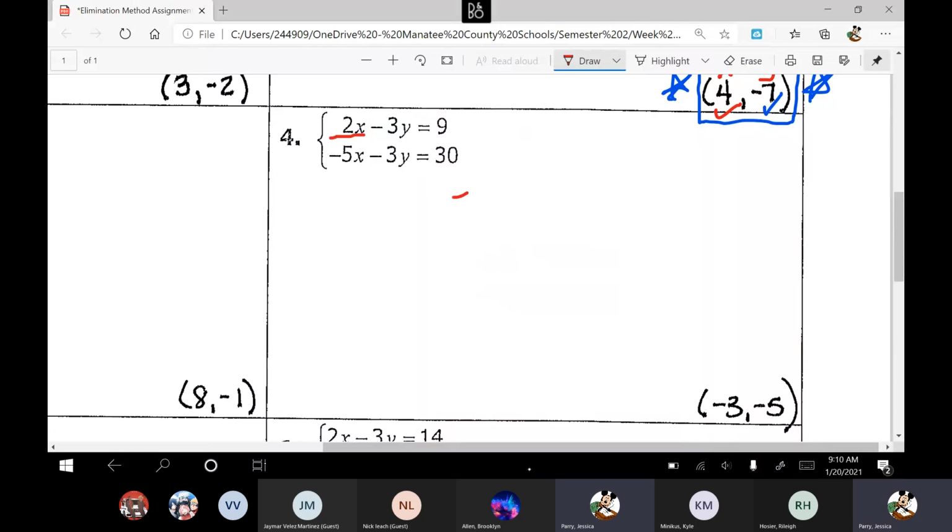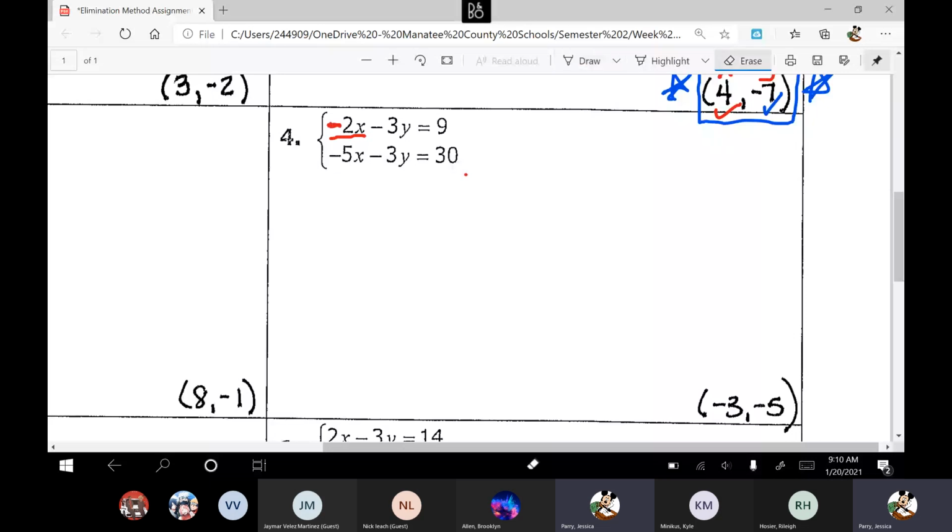Our first term here, this 2x, is a positive 2x. What is the opposite of positive 2x? Please write that in the chat. Write your answer in the chat. Awesome, perfect. The opposite of positive 2x is negative 2x. So I just put a negative sign in front of it.